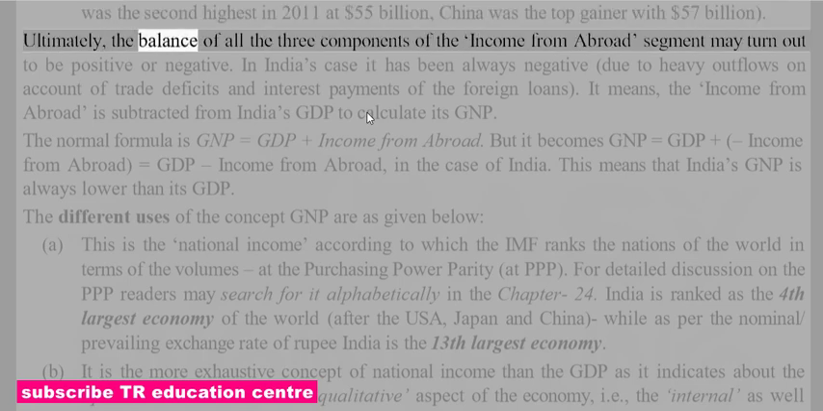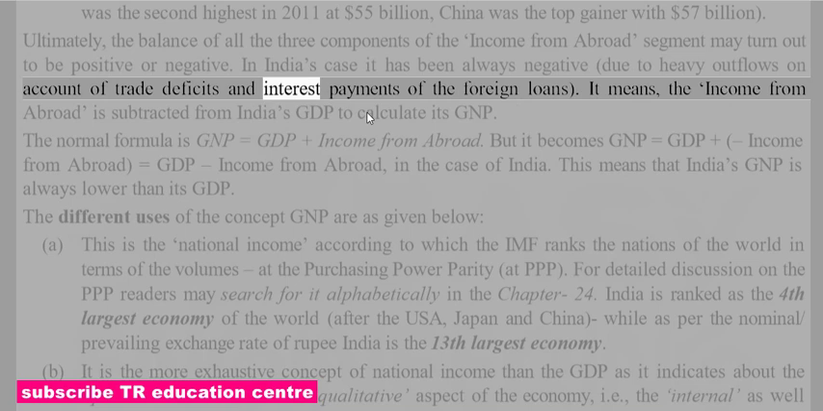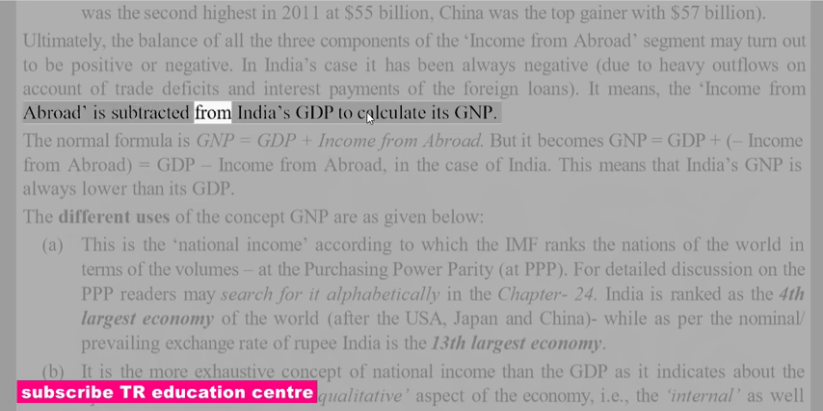Ultimately, the balance of all the 3 components of the income from abroad segment may turn out to be positive or negative. In India's case it has always been negative, due to heavy outflows on account of trade deficits and interest payments of the foreign loans. It means the income from abroad is subtracted from India's GDP to calculate its GNP.